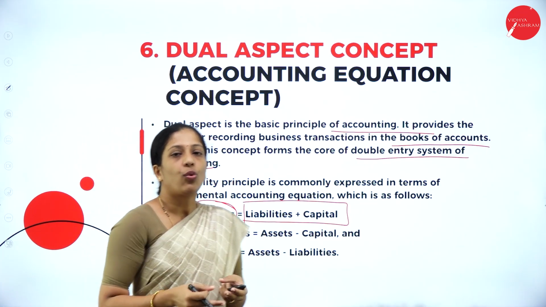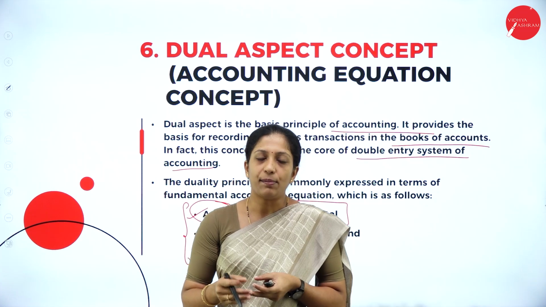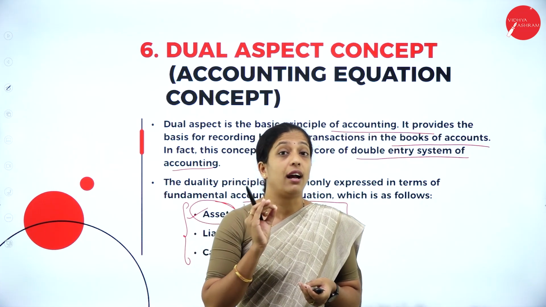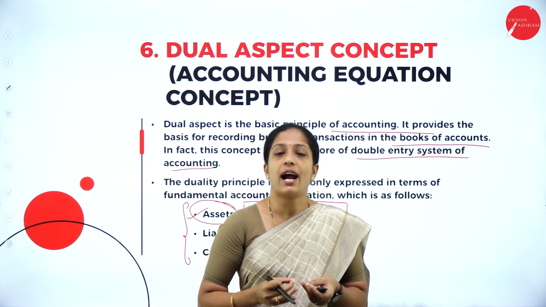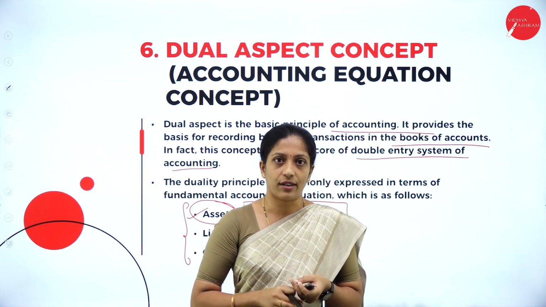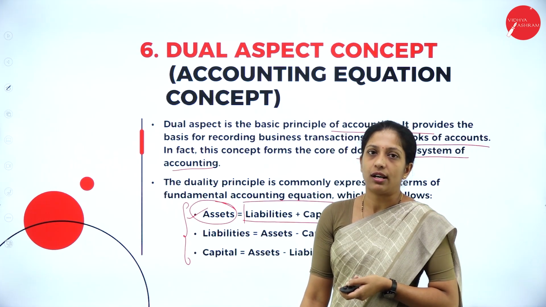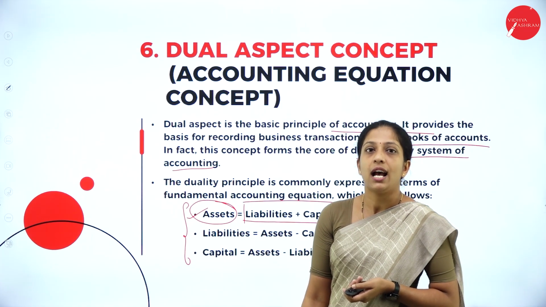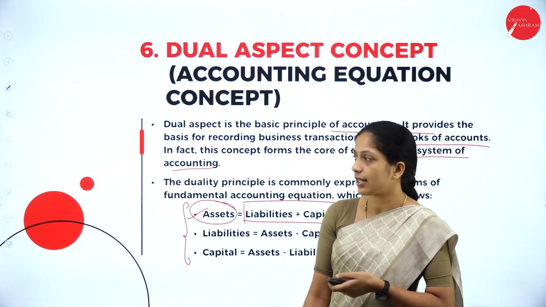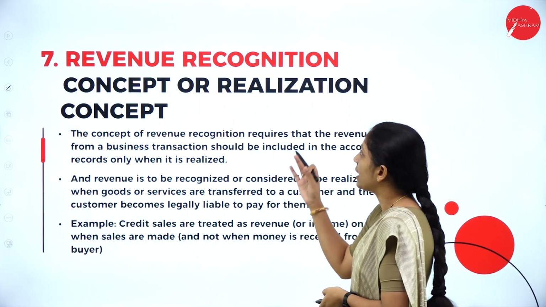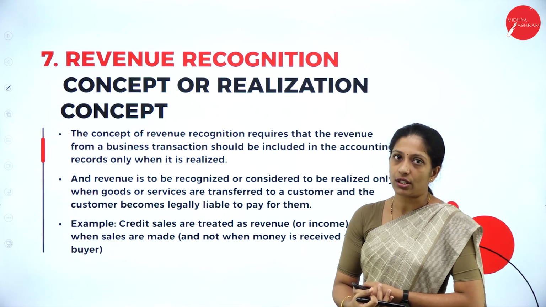What you have to remember under the dual aspect concept is that dual means two, which means that each and every transaction will have two effects. One is giving and the other is taking of equal value. It is also called the accounting equation concept, where the accounting equation is assets is equal to liability plus capital. Next, the seventh one is the revenue recognition concept or realization concept.